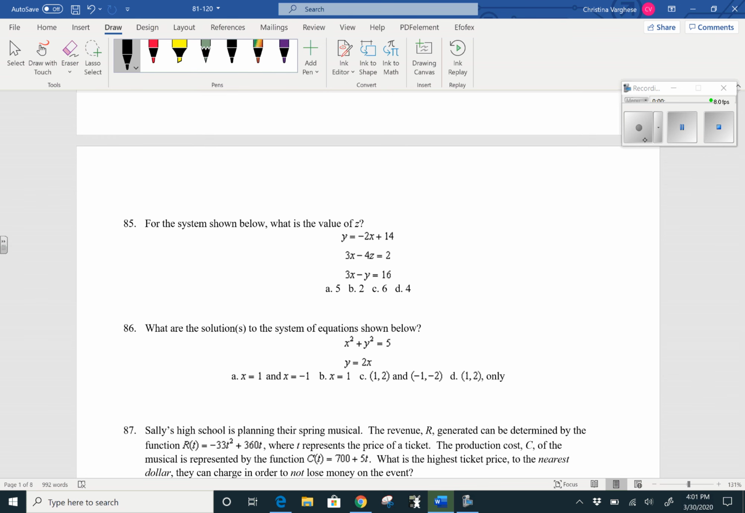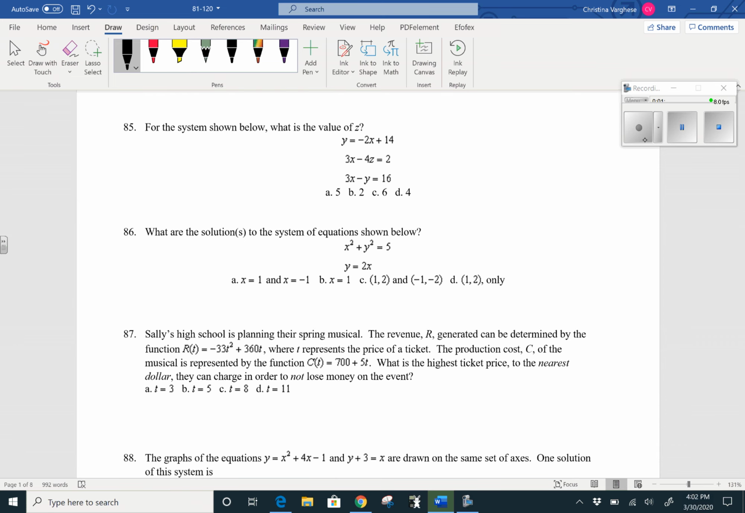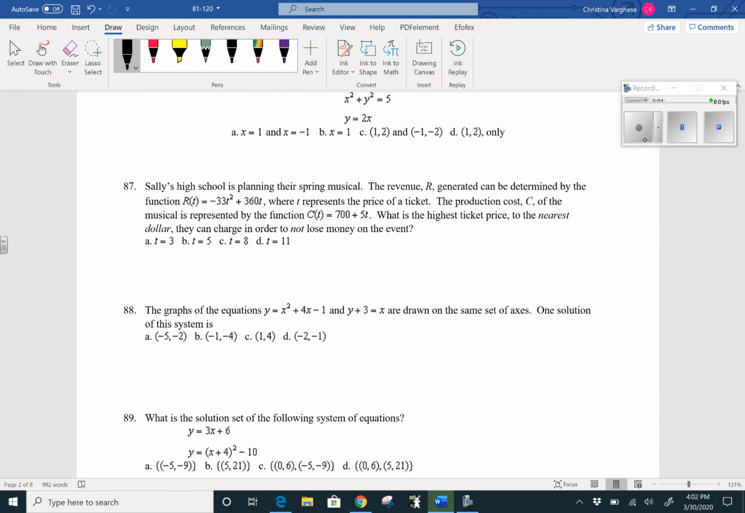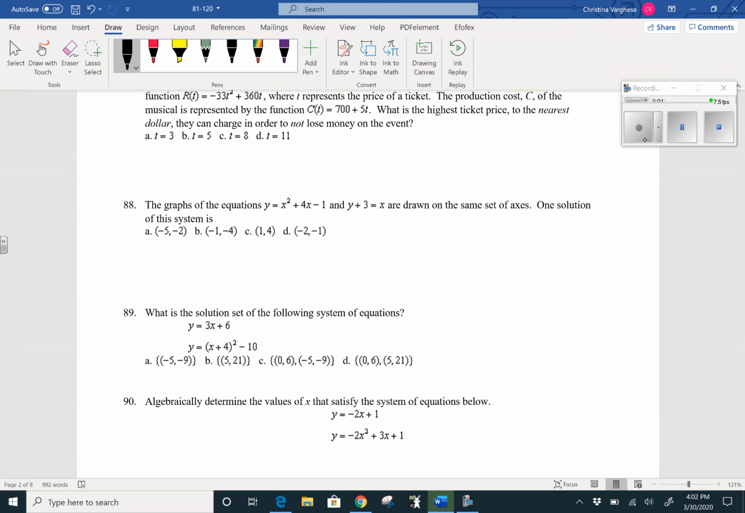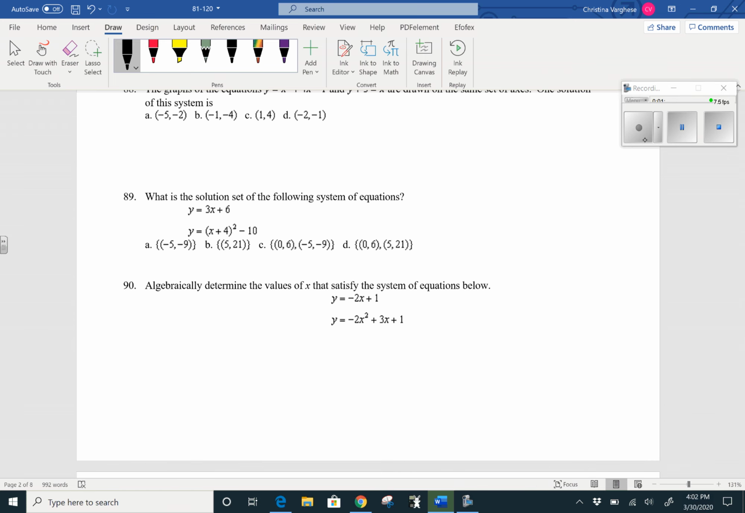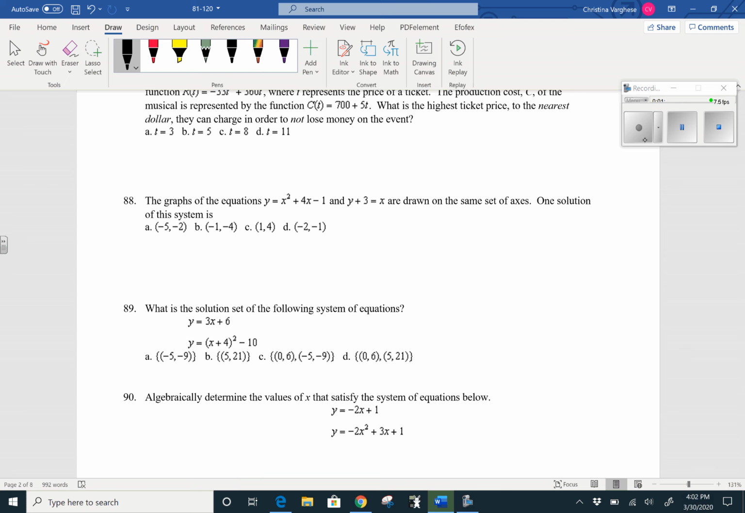85 can be done using the calculator method, right? There's no actual algebraic work that you have to do here. You could just plug this into the calculator and get an answer. Question 86, all the way down to 89, these are literally just calculator questions. So plug them into the calculator, find out where they meet, and that's the solution. Remember, to do that you hit second, then calc, and then option number 5 is called intersect. That's what you need to do to solve these problems.